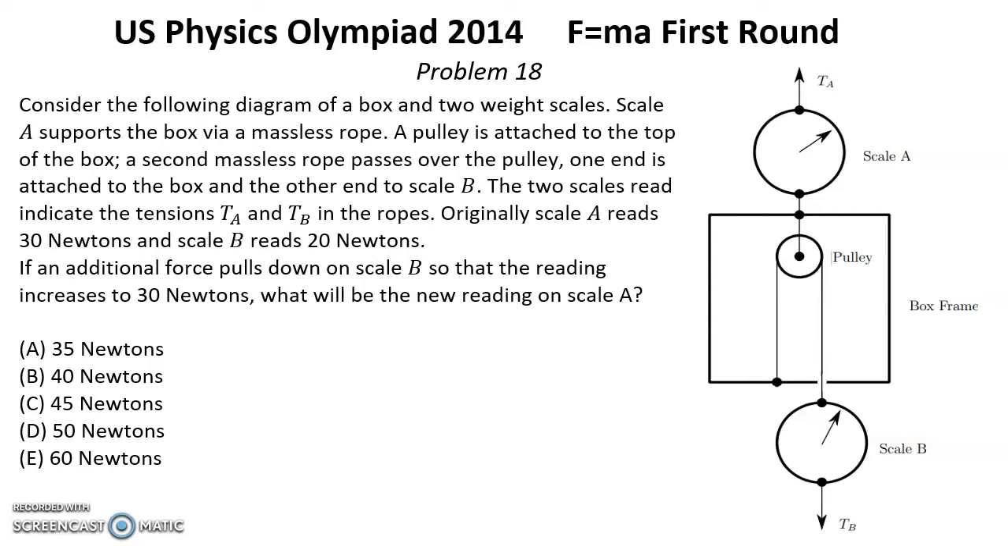Solution. Here the only thing that matters is the difference between TA and TB, because it shows the weight of this whole construction, and it must be constant. So it means that if we increase scale B by 10 newtons, we must increase TA by the same amount. It must be equal to 30 plus 10 newtons, which is 40 newtons, and this is correct answer B.